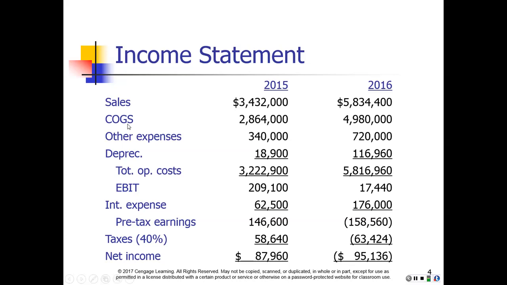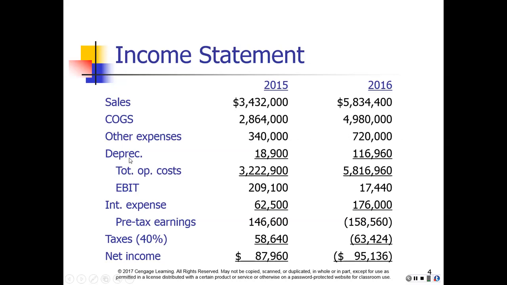Then we have cost of goods sold, right? Cost of goods sold usually are all the variable costs that are involved. So those would be, well, things like costs of raw materials, etc. Right? Those are variable costs. Then we have other expenses, and other expenses are going to be mostly fixed costs.